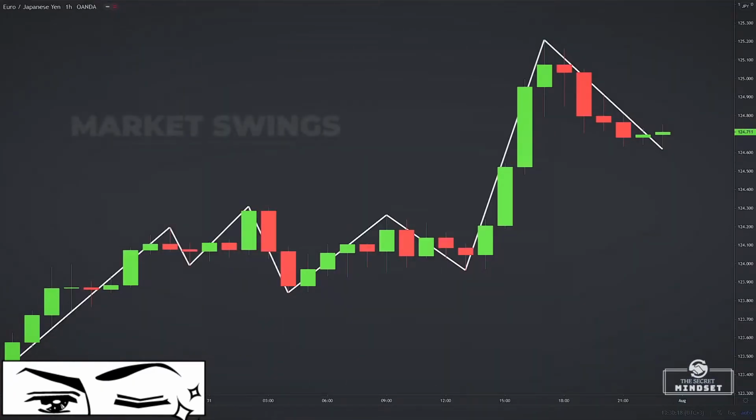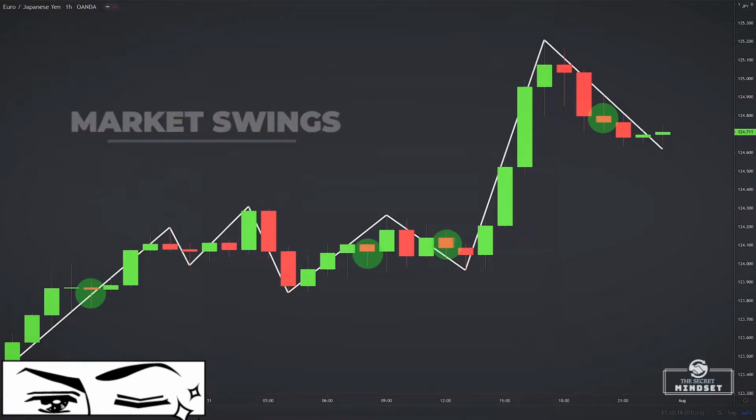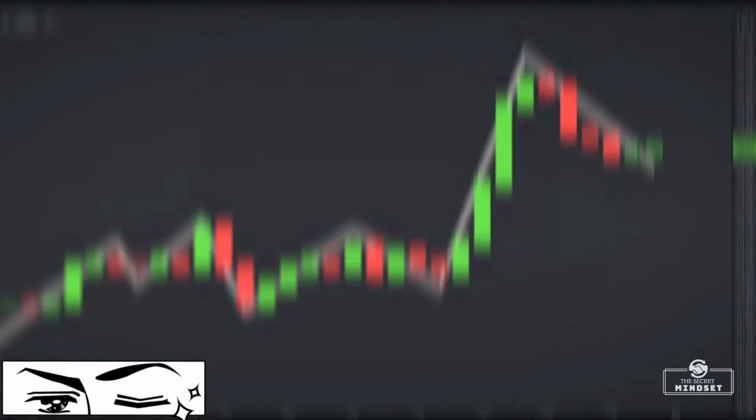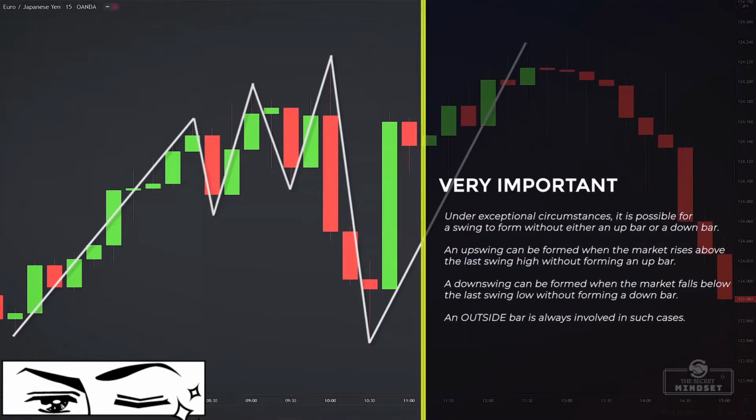Now, we took the previous example and we marked out the market swings based on the bars that change the direction of the market swings. The circled bars are inside bars and outside bars, and they don't affect the direction of the market swings. So most swings are confirmed by an up bar or a down bar.